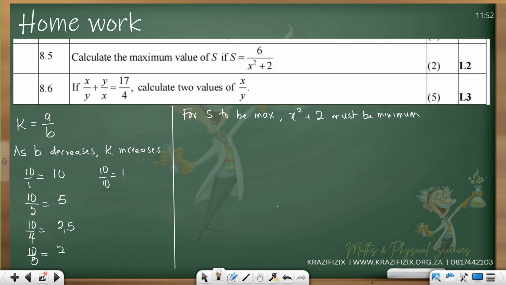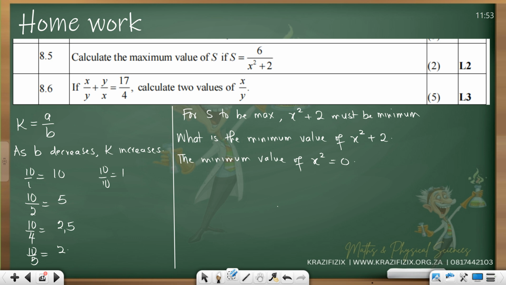This is a grade 12 concept here, but it's good for grade 11. Now, question is, what is the minimum value of x squared plus 2? That's the question. What is the minimum? Let's look at x squared, because the 2 is just a constant. The minimum value of x squared is 0. Please take note of that.